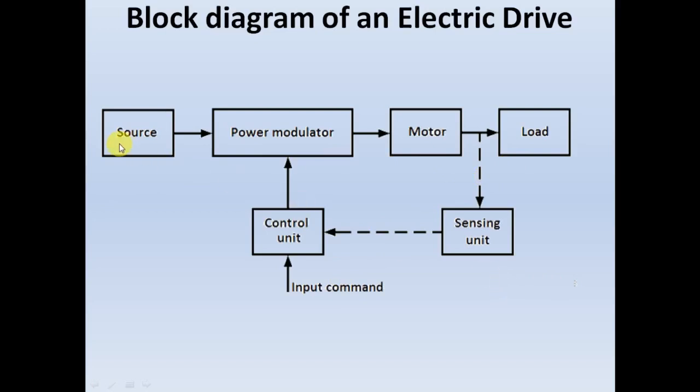So the components used here are source, power modulator, motor, and load. This is actually the mechanical load through which our desired task will be achieved. Then we will be having a sensing unit and a control unit. Now we will be looking into each of these blocks in detail.